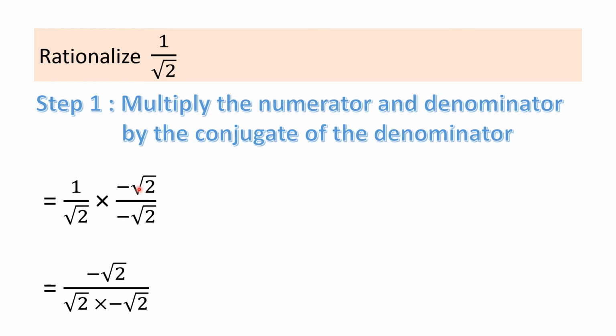Root 2's conjugate is minus root 2. So I took minus root 2 and multiplied it on the numerator and also on the denominator, right? So what do I get? Now I have to multiply it directly like this. So 1 into minus root 2 is minus root 2. Then 2 into minus root 2 is 2 into minus root 2, right?